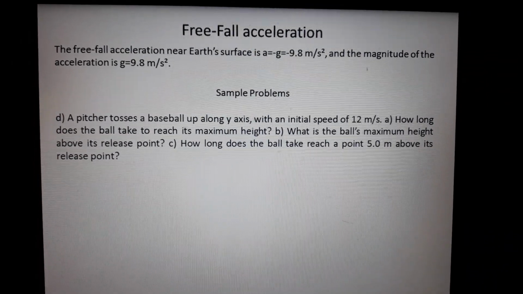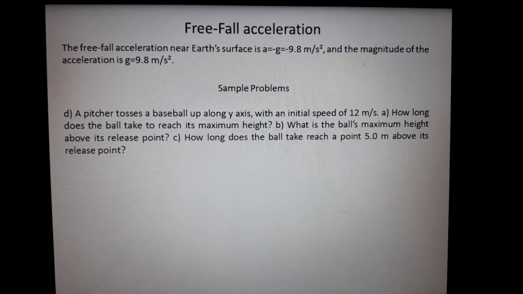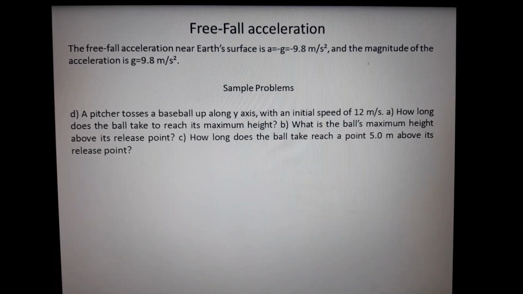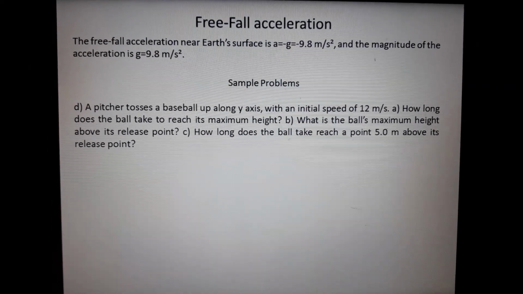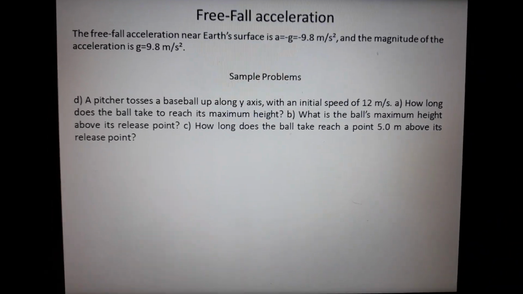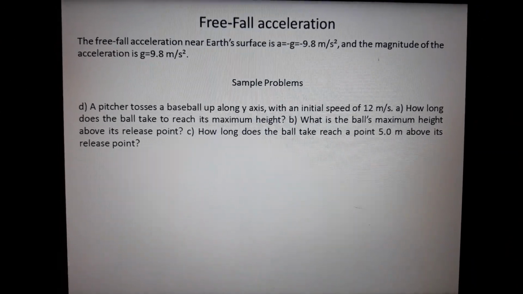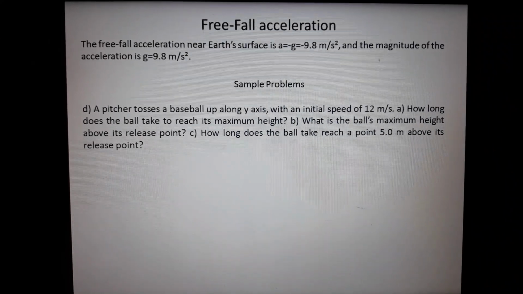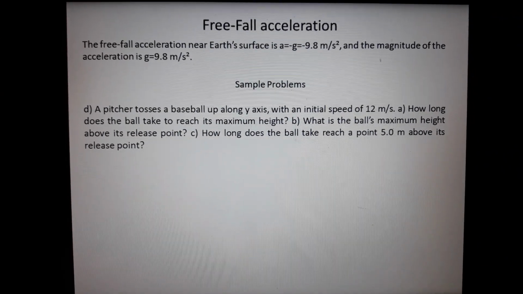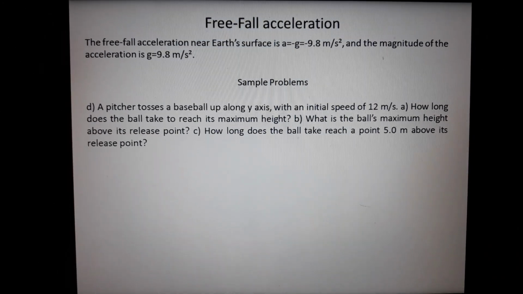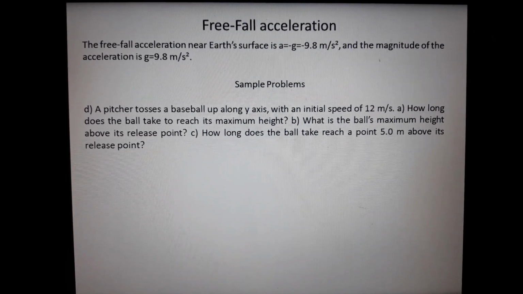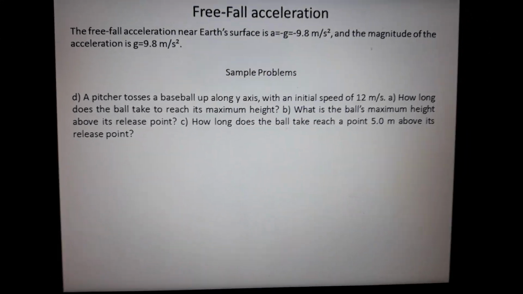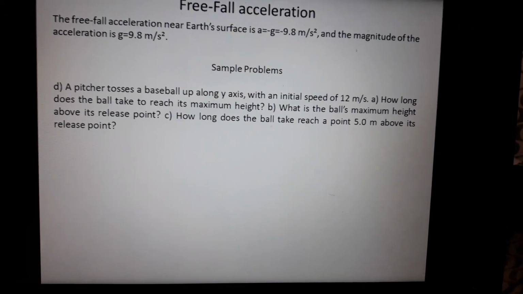You use some formulas that are used in constant acceleration. We have a video about it because we are in the letter D of the examples. So we have here a picture. Someone tosses a baseball up along a y-axis with an initial speed of 12 meters per second. In the letter A, how long does the ball take to reach its maximum height?